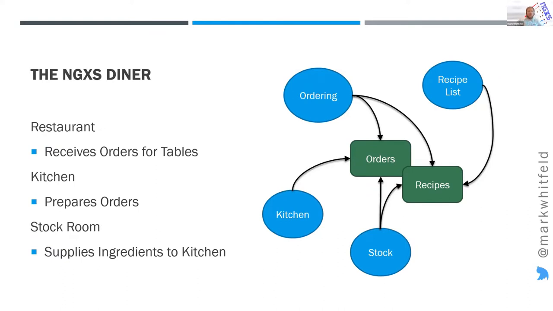So let me introduce the example that we're going to work with. It's the NGXS Dyno. We have a restaurant which receives orders for tables. We have a kitchen that prepares the orders, and we have a stock room that supplies the ingredients to the kitchen. We have orders and recipe as our state, and we have a number of different views of this, coming from stock, kitchen, ordering, or perhaps a recipe list.